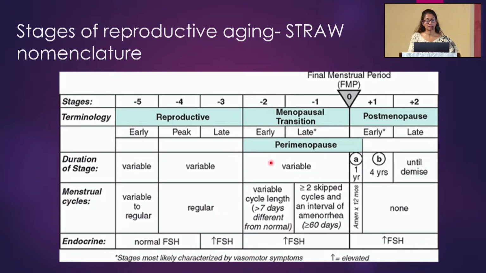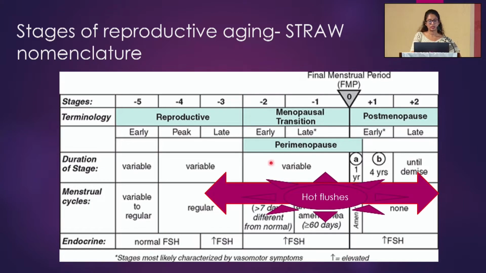So the cycle length varies by more than 7 days. Then as they enter the late menopausal transition, they start to skip menses, so now the cycle length varies by more than 60 days. And then they reach the final menstrual period and enter the postmenopause, which is again divided into early and late depending on the duration from the final menstrual period. So hot flushes can occur anywhere from the late reproductive years to late postmenopause.